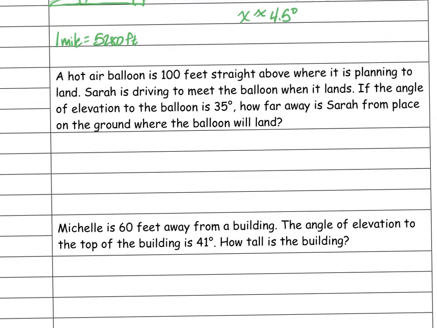Next, a hot air balloon is 100 feet straight above where it's planning to land. So here's a little balloon. I know it's a hot air balloon, but that's my drawing skills. You guys already know that. So this is 100 feet.